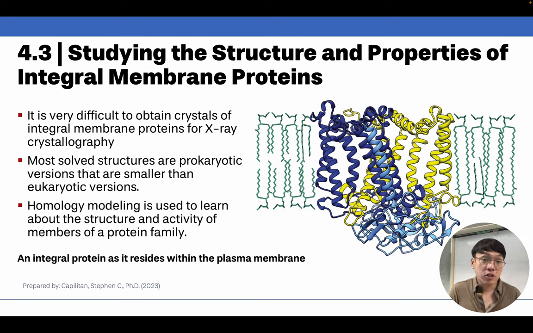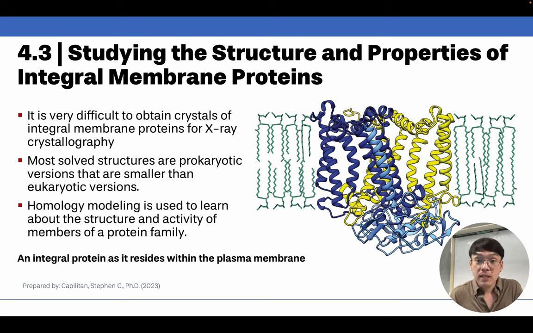Now we will study the structure and properties of your integral proteins. It is very difficult to obtain crystals of integral membrane proteins for X-ray crystallography. Most solved structures are prokaryotic versions, which are smaller than their eukaryotic counterparts. Homology is used to learn about the structure and activity of the membranes of a protein family. You will see this figure as an integral protein embedded within the plasma membrane.